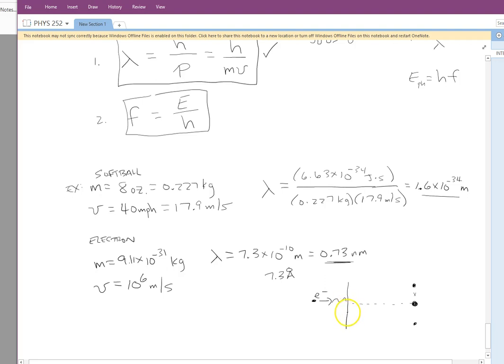So we do have experimental observations. Electrons will do this. Any particles where the wavelength is big enough, atomic dimensions, you can observe diffraction. Neutrons have been observed to diffract in a similar fashion.